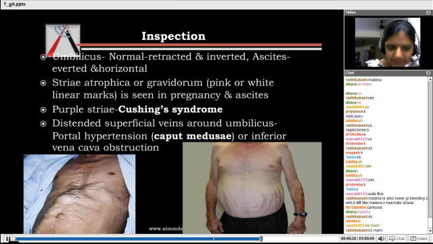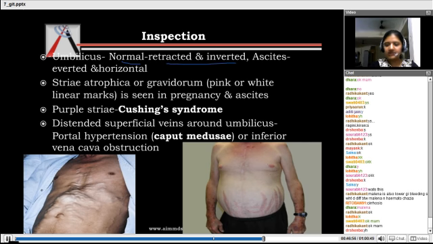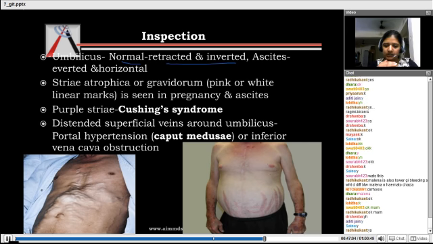Okay. Back to the inspection. When you're examining the patient, you have to look for the region around the umbilicus, because the type of umbilicus will give you an idea about the condition. If you see over here, you can feel the umbilicus being slightly elevated, everted. Your umbilicus, if normal, will be retracted and inverted. Think about it: in a normal individual, the umbilicus will be inverted, while in any condition like ascites, it would be everted. It would be outside.